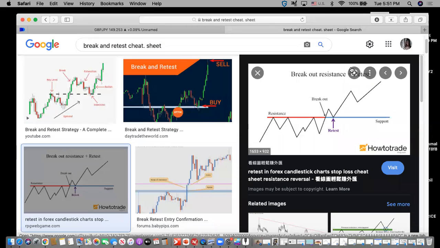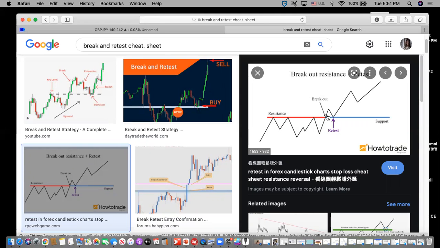First, I want to show you this example. If we look at this cheat sheet here, you can see this is acting as our level of support and resistance, okay? At first there was resistance, and when something is resistance, that means price is constantly bouncing down off of it. But when that resistance gets broken, when the line gets smashed through, that's what you call a breakout. So that's the first step of it.